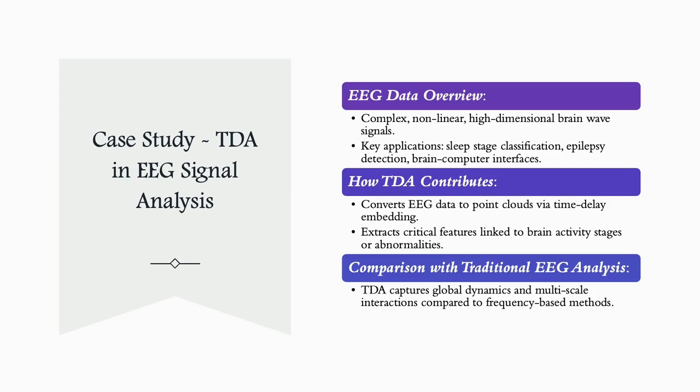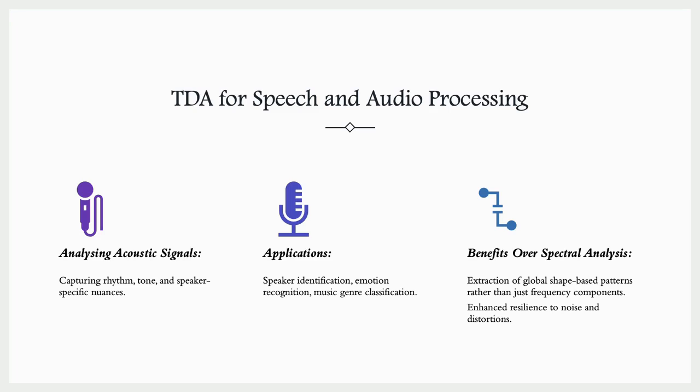One of the most promising applications of TDA is in EEG signal analysis. EEG data is known for being high-dimensional, non-linear, and complex, perfect for TDA's strengths. In EEG analysis, we convert brainwave data into point clouds where we can apply TDA to extract features that are associated with different brain activity states or abnormalities. Compared to traditional EEG analysis, which often focuses on frequency components, TDA can capture global dynamics and multi-scale interactions that offer a deeper understanding of brain activity.